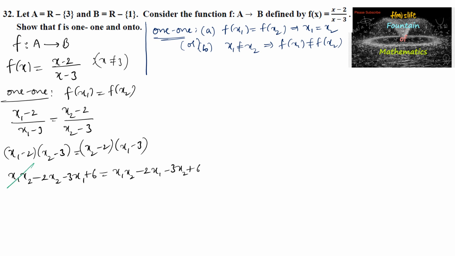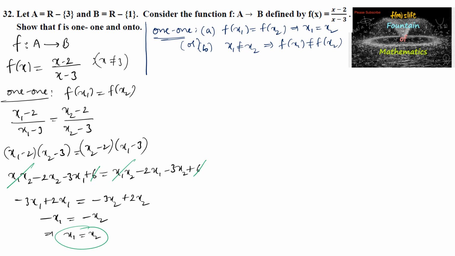So on simplification, x1 x2 on both the sides with the same sign gets cancelled, and 6 also gets cancelled. The remaining terms, we can bring minus 3x1 and plus 2x1 is equal to minus 3x2 and plus 2x2. So we can write minus x1 is equal to minus x2, or x1 is equal to x2. So we got the condition for f of x1 is equal to f of x2, x1 is equal to x2. So we can say that f is 1 to 1. So the given function is 1 to 1.